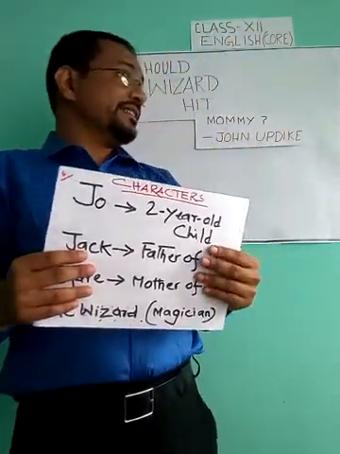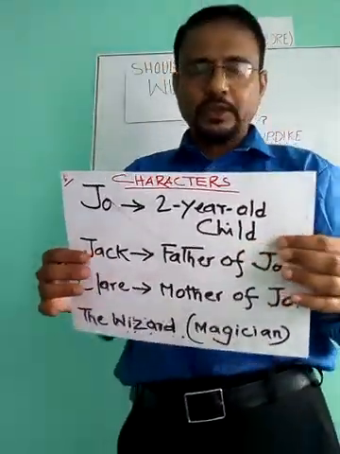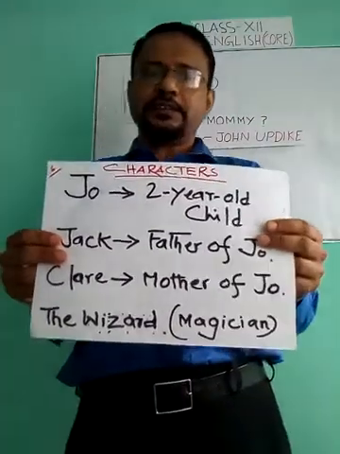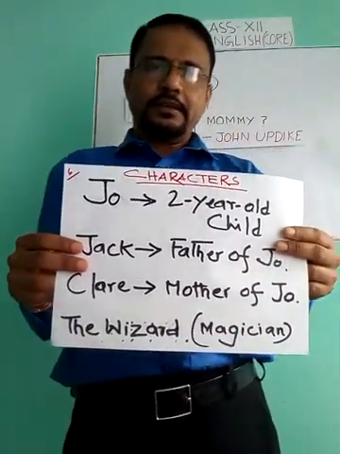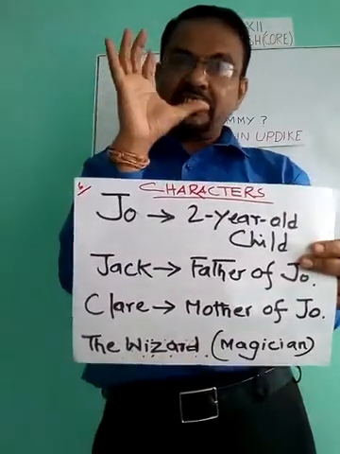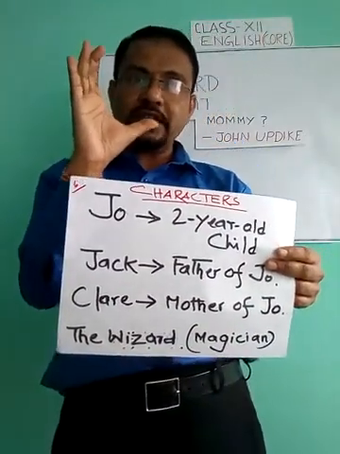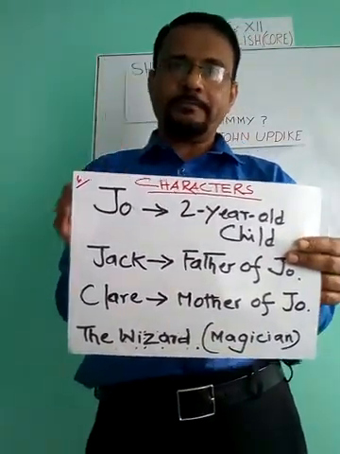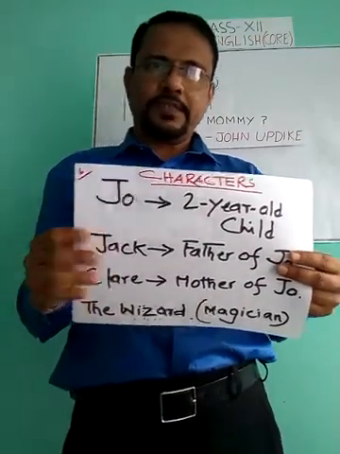Before understanding the subject matter of the lesson, we must know the characters of the lesson. The main character of the lesson is one small child. She is 2 years old. Her name is Zoe. She is a small girl.